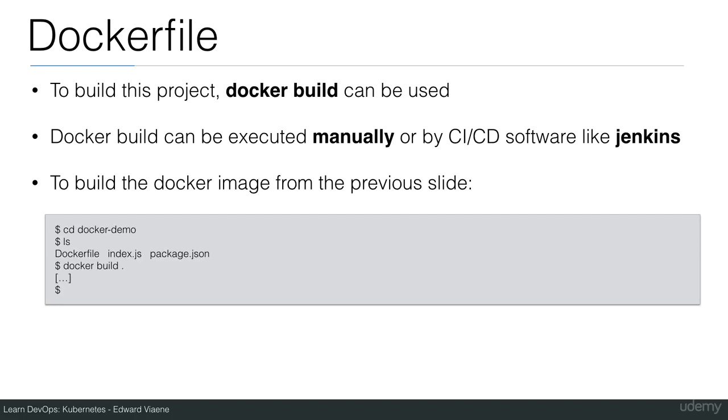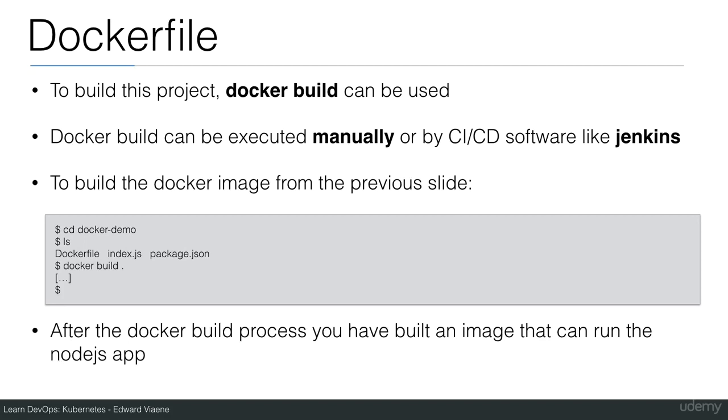To build the Docker image from the previous lines, this is what we're going to do. We're going to cd to the docker-demo. This docker-demo is also a Git repository on my GitHub. So you can clone this Git repository or you can download it as a zip file. Again, procedure document. You will see the URL as well in the next demo. Here you have a Docker file, index.js and a package.json. If you want to build this image using the definition in this Docker file, you enter docker build and that is going to start the build process. After the docker build process, you have built an image that can run the Node.js app. And that build process that I just explained, that's what I'm going to show you in the next demo.